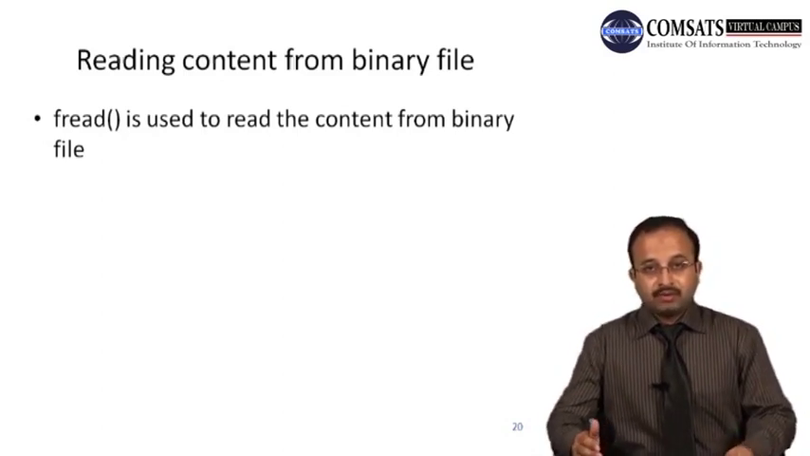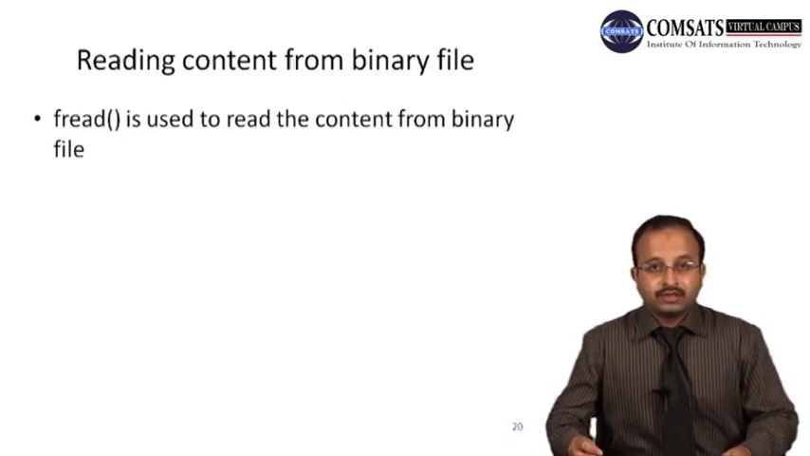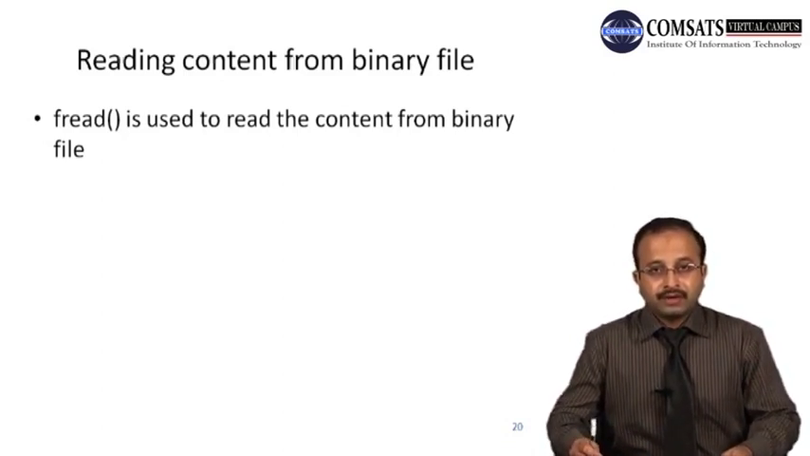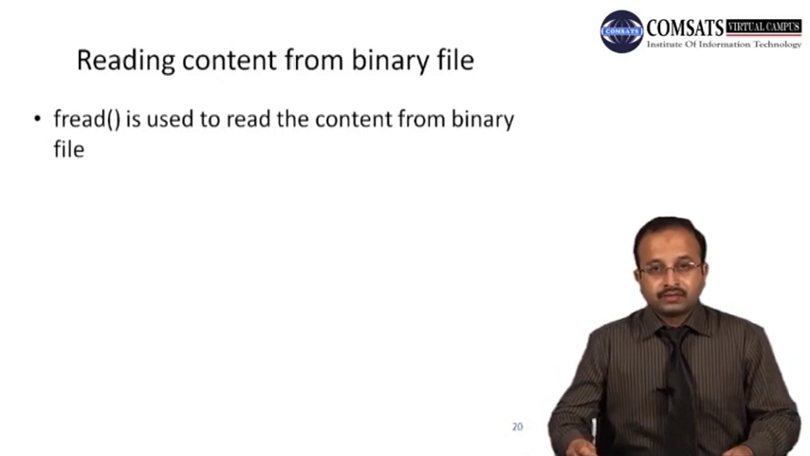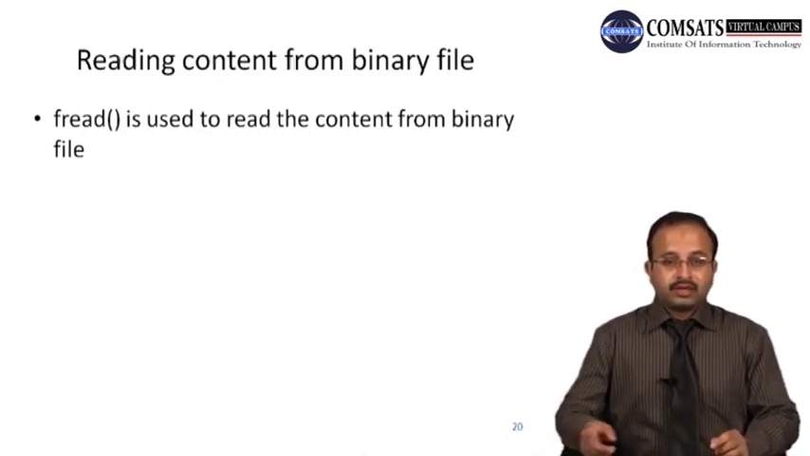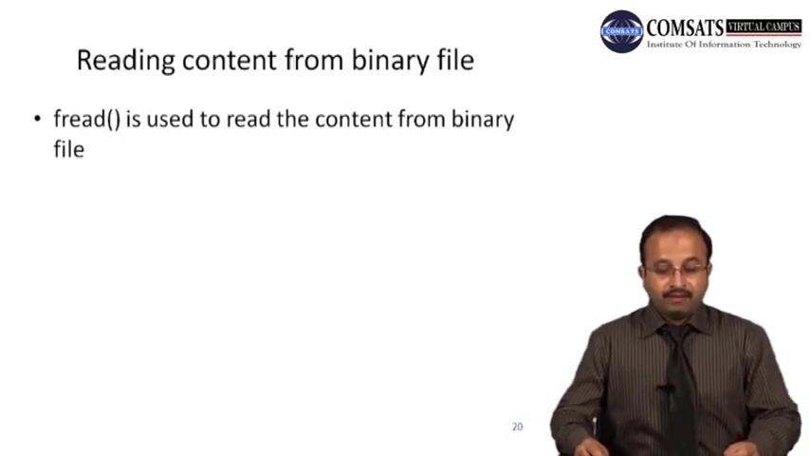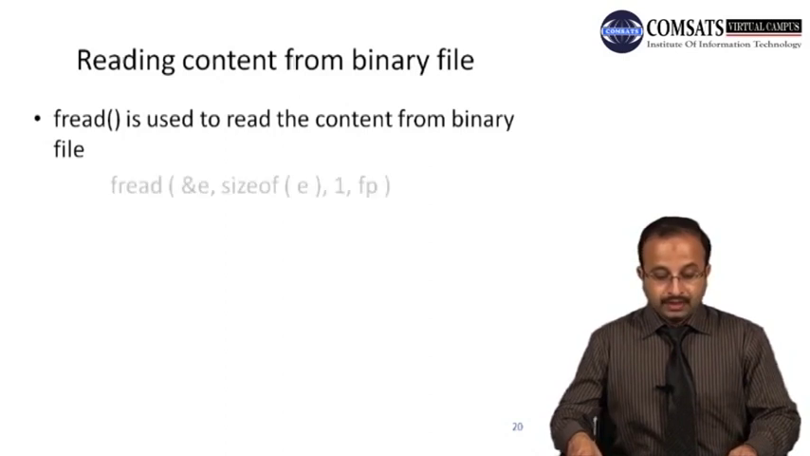Until now, the functions we have seen are fputs, fgets, fputc, fgetc, fprintf, fscanf. These 6 functions for reading or writing content in a file work in text mode. ठीक है, बाइनरी मोड में ये काम नहीं करते, टेक्स्ट मोड के लिए। So for binary mode we have the fread function, which is used to read the content from a binary file. The prototype of the fread function is like this.